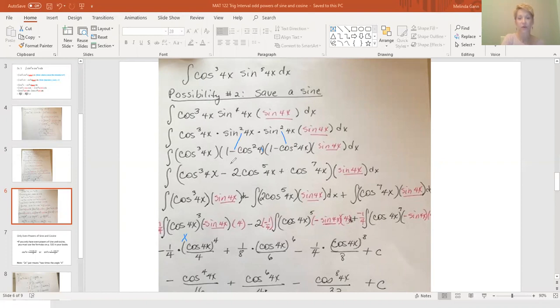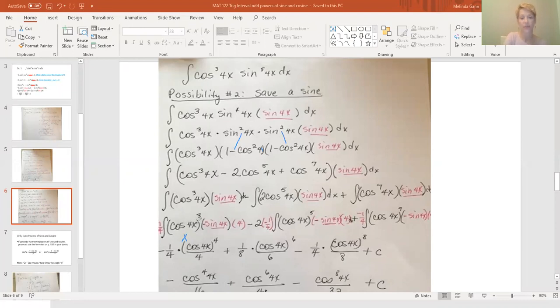Now remember, that's 3 different terms all multiplied by sine 4x. So I'm going to separate it into 3 different integrals. So I've got this cosine cubed times the sine x. I've got that 2 cosine to the 5th times that sine x, and I've got the cosine of the 7th times that sine of 4x. So it's going to be 3 different power rules. All right, now remember, if you want to write that power outside so that you can see it better and notice it's a power rule, that's usually helpful.